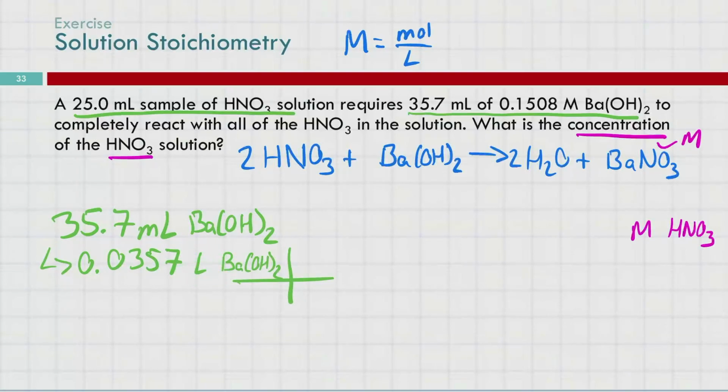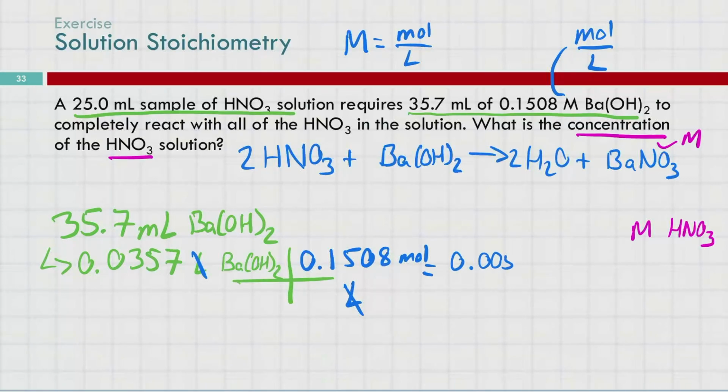So liters, we can multiply that by molarity, since molarity is secretly moles over liters. So multiplying by 0.1508 moles per liter. The liters cancel out, and this gives us the number of moles of barium hydroxide that we have. So 0.00538 moles barium hydroxide. Barium hydroxide identified here with that red underline.